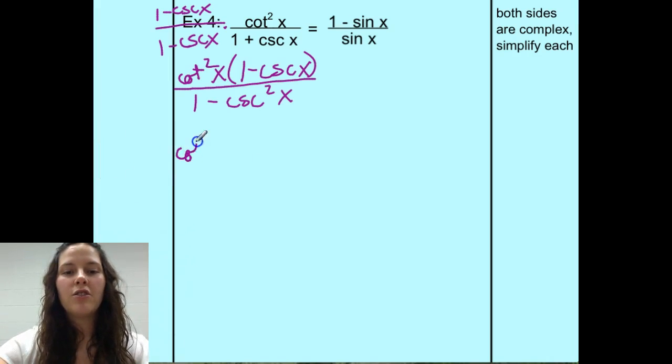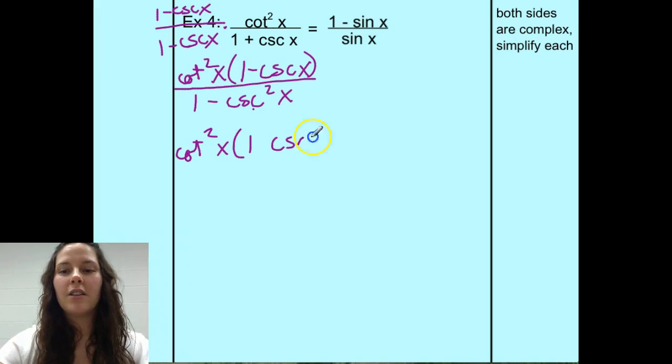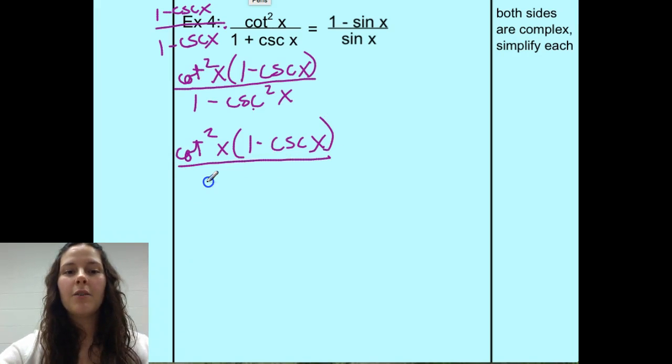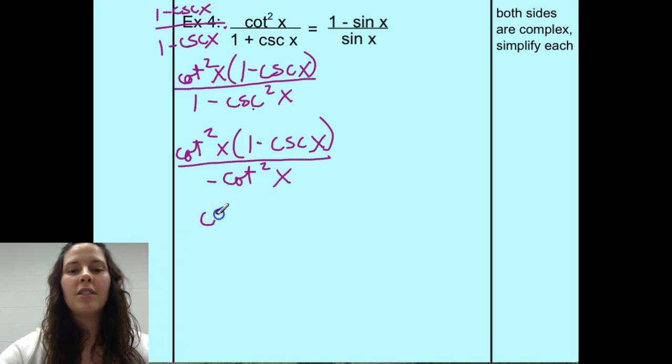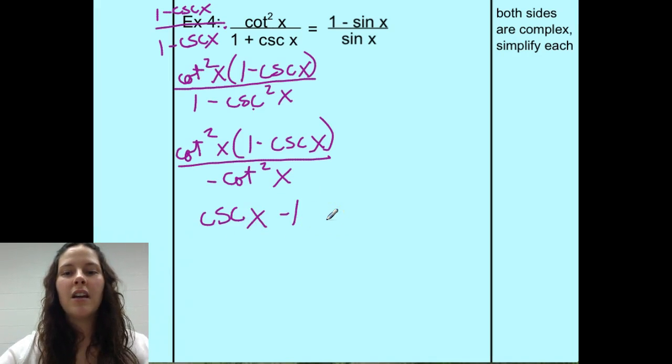So we've got our cotangent squared times the quantity 1 minus cosecant in the numerator, and in the denominator, we're replacing that with negative cotangent squared. So now we can cancel our cotangent squared, and I'm going to bring that negative up in the numerator, so the cosecant becomes positive, and the 1 becomes negative, so I'm going to flip it around. All right, so I have my left-hand side fairly simplified, so now I'm going to go ahead and take a look at simplifying that right-hand side as well.